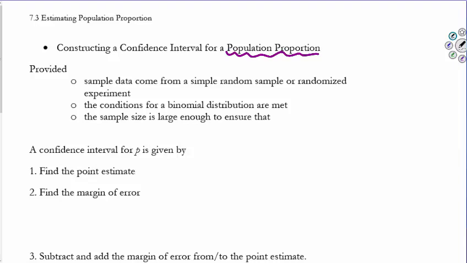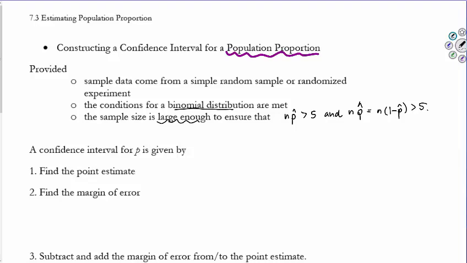The first thing is that the data have to come from a simple random sample. The conditions for a binomial distribution are met. Remember, that meant that the individual trials were independent, it was a yes or no response, and they were repeated a fixed number of times. We also have to require that the sample is large enough so that the sample size n times p hat, the sample proportion, is greater than 5, and the sample size times q hat, or n times 1 minus p hat, is also greater than 5.